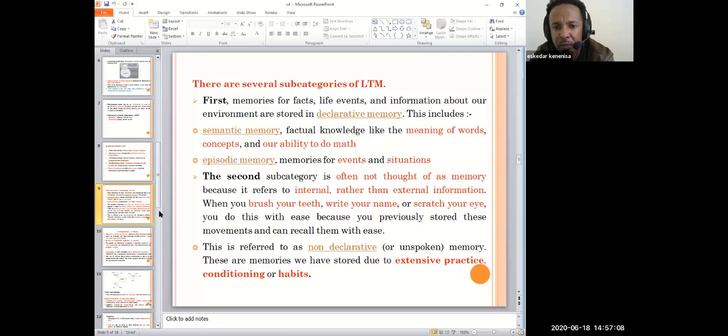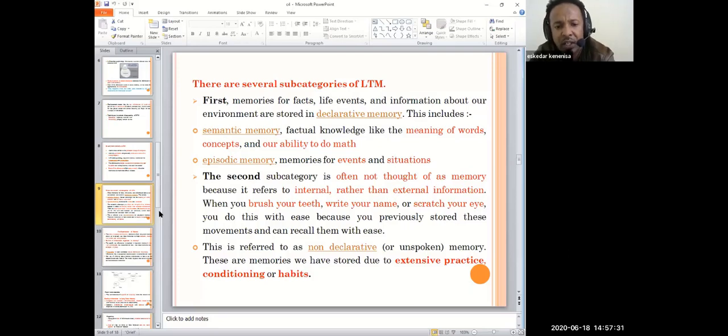Semantic memory means meaning of words, the place where we store meaning of words, concepts, and our ability to do maths. Semantic memory. Episodic memory is about events, situations, etc. እነዚህ ነገሮች episodic memory ነው እዛ ጋር የሚቀመጥ። ሌላኛው ደግሞ non-declarative memory እንላለን.